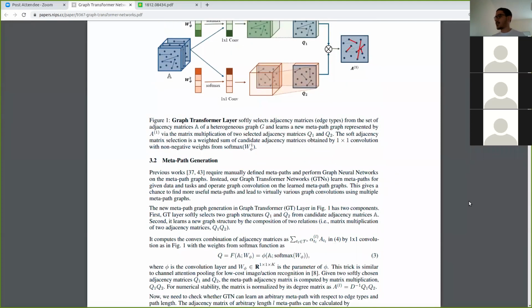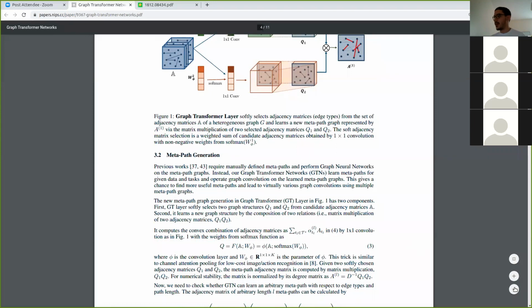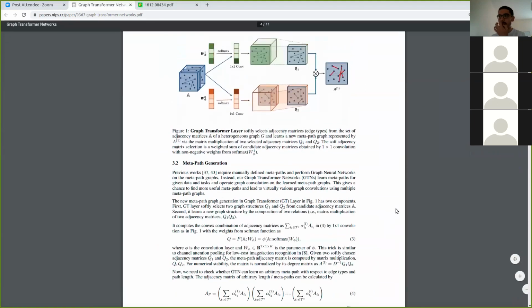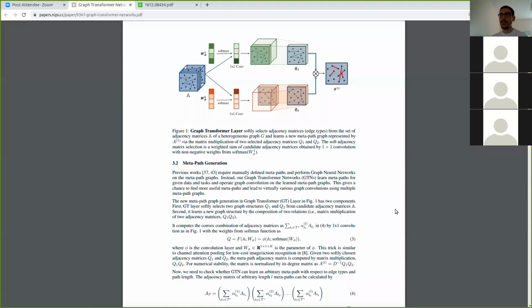Okay, so at a high level, let me zoom out this page a bit. At a high level, what is happening is the architecture learns to softly select two adjacency matrices from the collection, and then the new graph structure is just given by a matrix multiplication of these two adjacency matrices. I say that it is softly selected because it isn't necessarily that 2 out of the k adjacency matrices are picked out and then matrix multiplied.